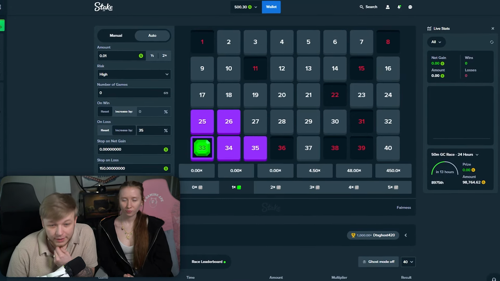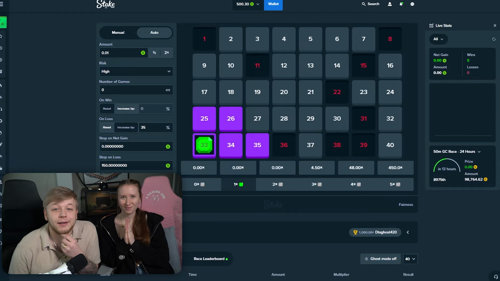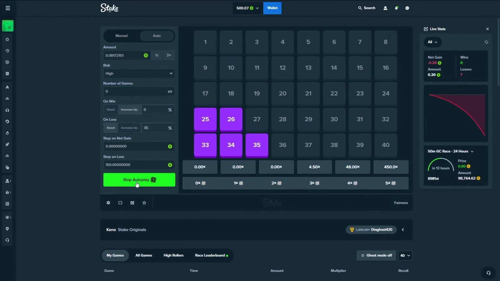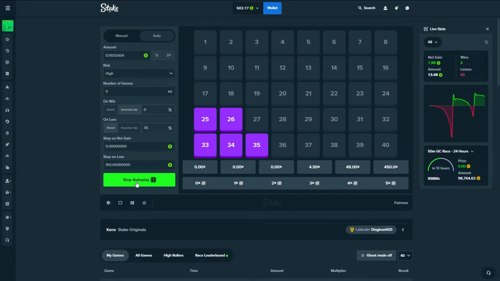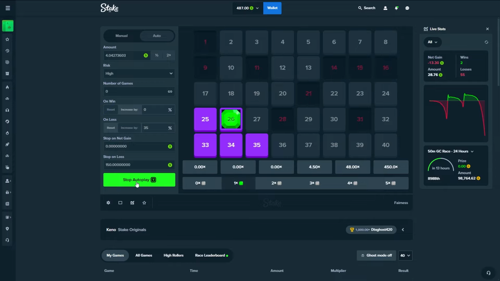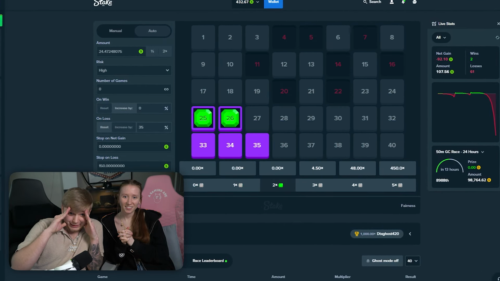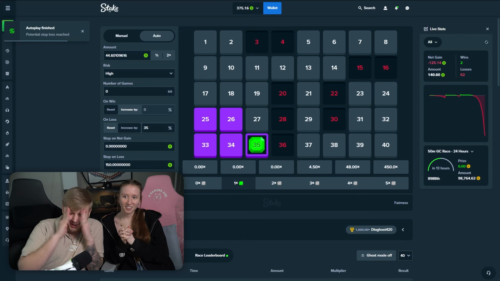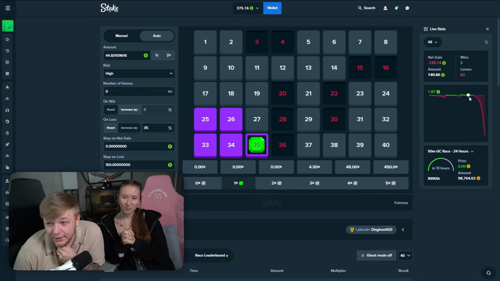Hopefully we do not hit it. Hopefully we make way more than that. Wish us good luck. Oh no, oh no, oh no. Oh, dude, that was bad. That was a really bad loss streak. Yikes. Okay, we're going to reset.